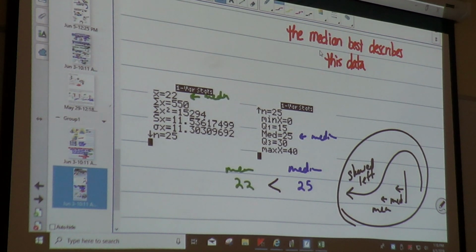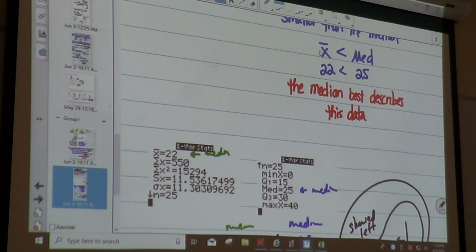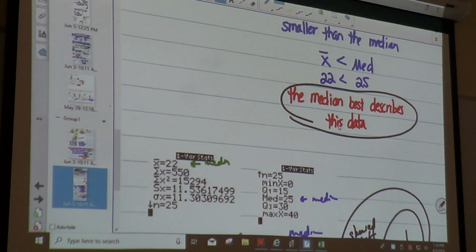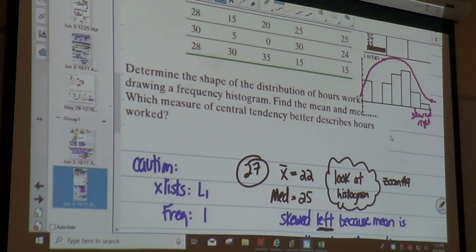The median. If they were equal, it would be the mean. But because they're not equal, because it's skewed, it's going to be the median. So this one is skewed left, even though it looks like it's skewed right. We can't go by looks on this one. We've got to go by numbers on this one.